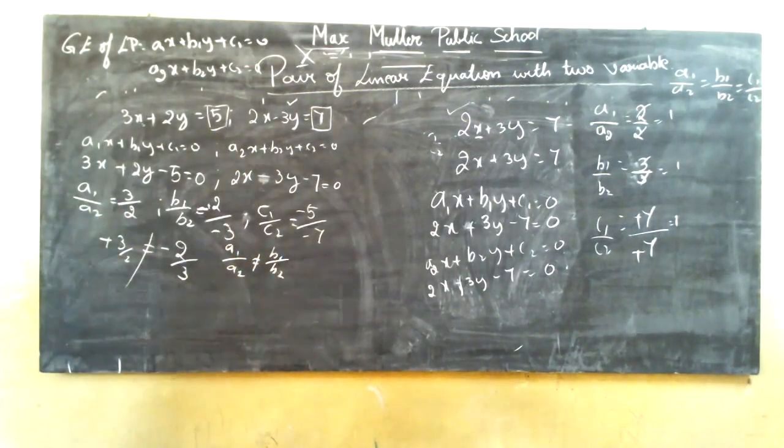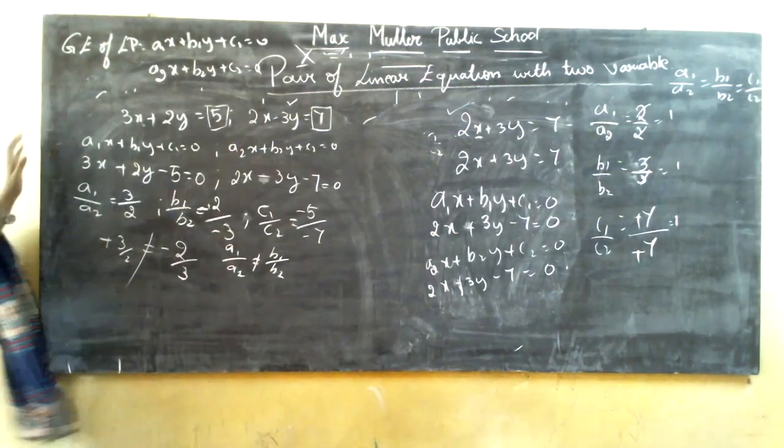See the graphical condition we have studied, that is, if a1 by a2 is not equal to b1 by b2, then which line is it representing? It is representing intersecting lines. Is it easy? When they have given the algebraic expression, this is how you are going to check which kind of lines this algebraic linear equation is representing.